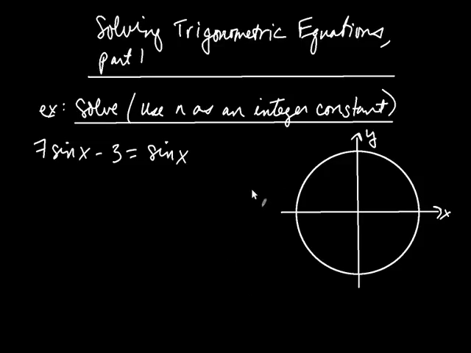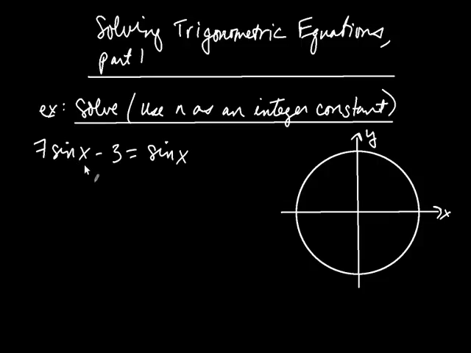Here we're going to talk about solving trigonometric equations. And all we mean by trigonometric equation is an equation that involves trigonometric functions. So let's take an example. Let's solve, and the instructions say use n as an integer constant, and we'll see what that means in a moment.